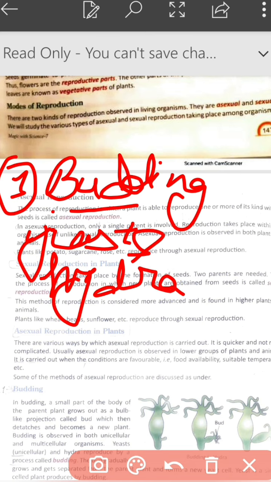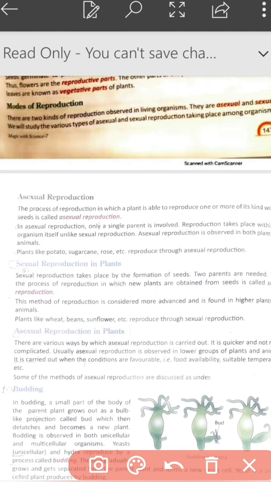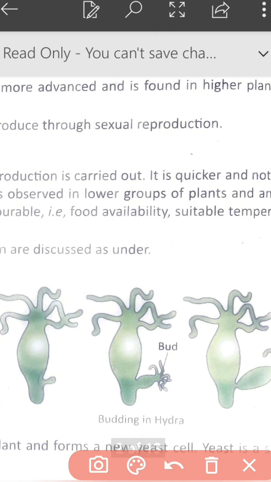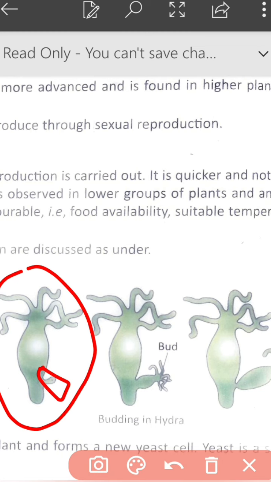And budding process में क्या होता है? जैसे suppose it's a hydra. This is also seen in the picture. This is a hydra, and in hydra there is a bulb-like projection which grows completely. When it grows completely, it detaches from the parent and grows on its own. This is known as the process of budding.